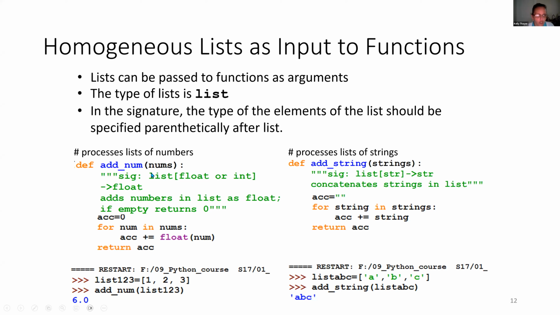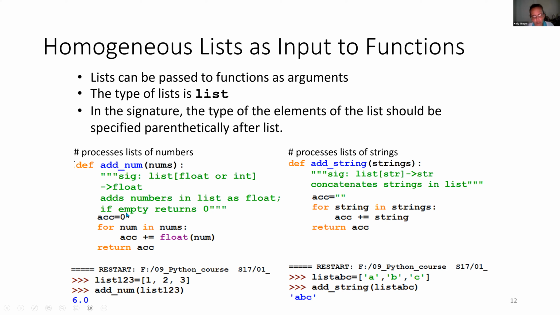So that list gets passed in. What we're going to do then for the signature is it is a type list, but we want to indicate in here what the types of the elements are. So I'm going to put float in. These ones happen to be integers, but we could also use a float. That would be just fine. And this is going to return a float. It adds the numbers in the list as float. If it's empty, it's going to return 0.